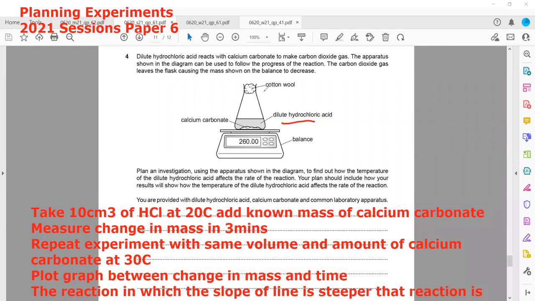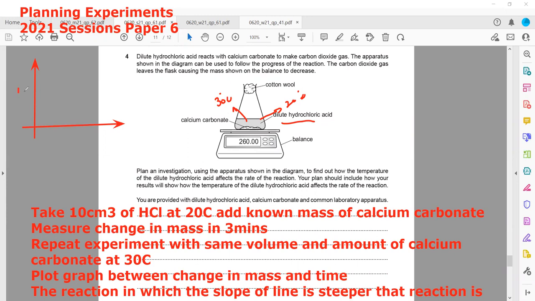So we take an equal amount of hydrochloric acid mixed with calcium carbonate at 20 degrees centigrade, and then we repeat the same experiment at 30 degrees. After that, we'll plot a graph. We don't have to plot a graph, we just have to mention it. Generally, because of how the question is framed, you don't have to state that the one at a higher temperature is faster, but you have to mention how you reach your conclusion from the observation.